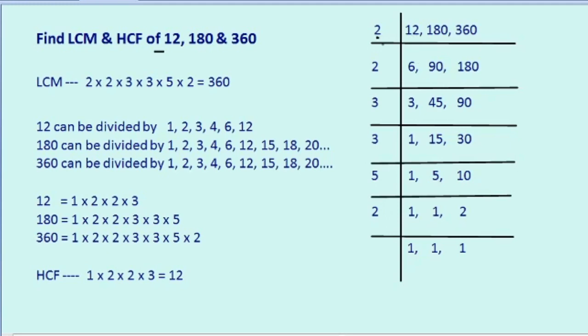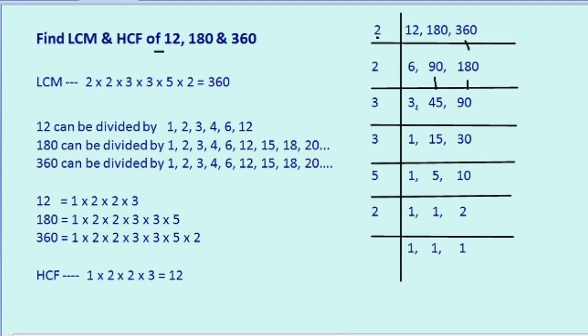2 into 6 is 12. 2 into 90 is 180. 2 into 180 is 360. Then what is remaining? 6, 90 and 180. All the three numbers can be divided by 2. 2 into 3 is 6. 2 into 45 is 90 and 2 into 90 is 180. Okay, now 3, 45 and 90. Here these numbers cannot be divided by 2.